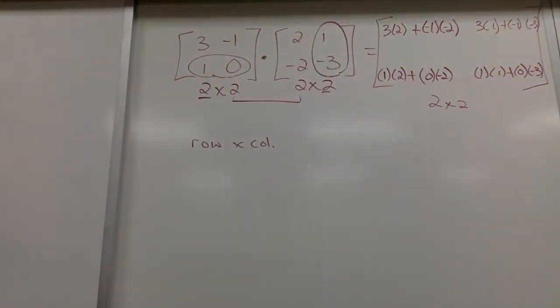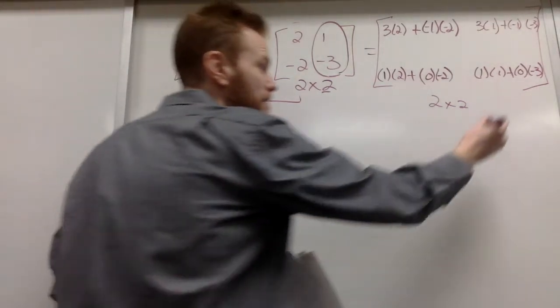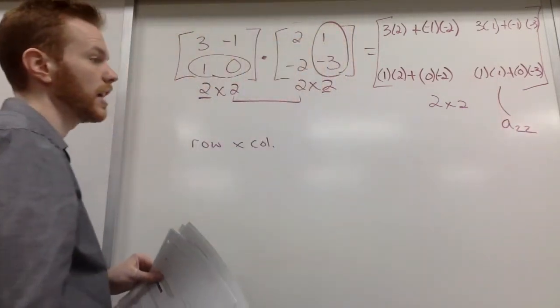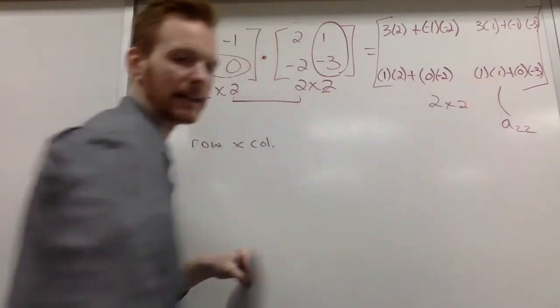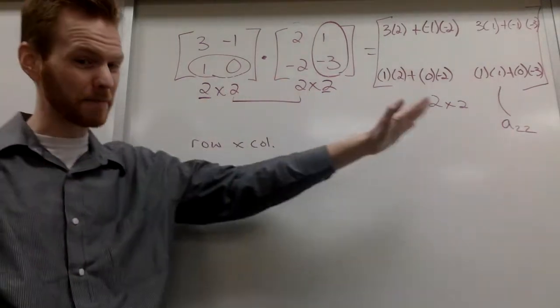And once again, if you're not sure what you're multiplying by, look at its position. This guy right here is in row 2, column 2. So that means I'm looking at row 2, column 2. Those are the two I'm multiplying to get that guy. So there's a reason why the positions and the way we multiply kind of match up there.